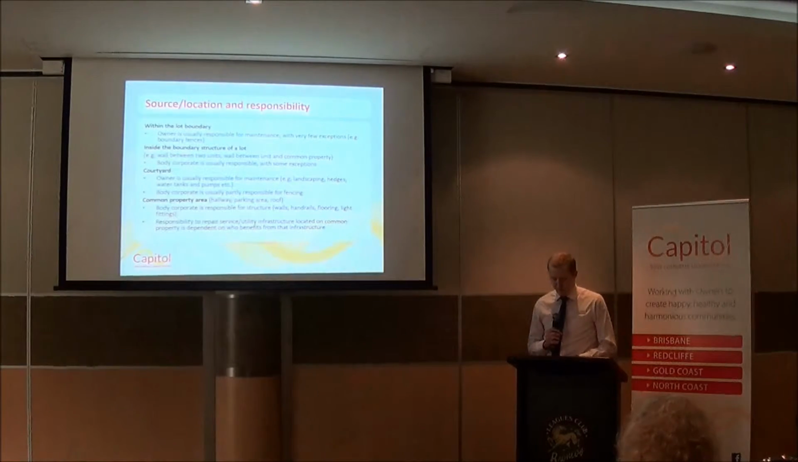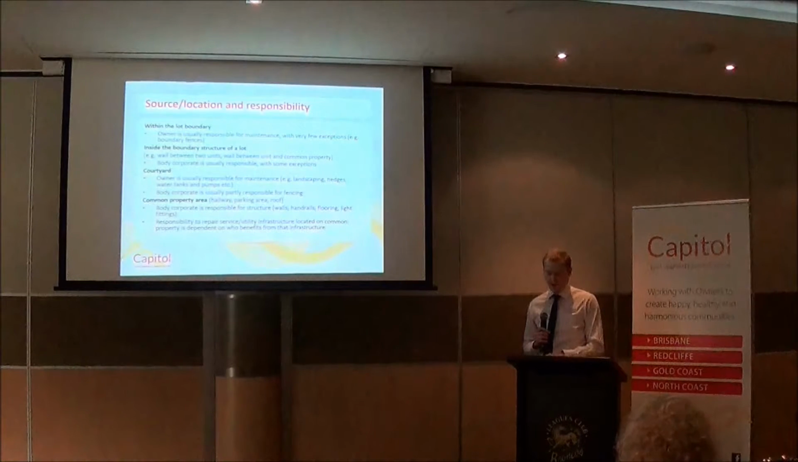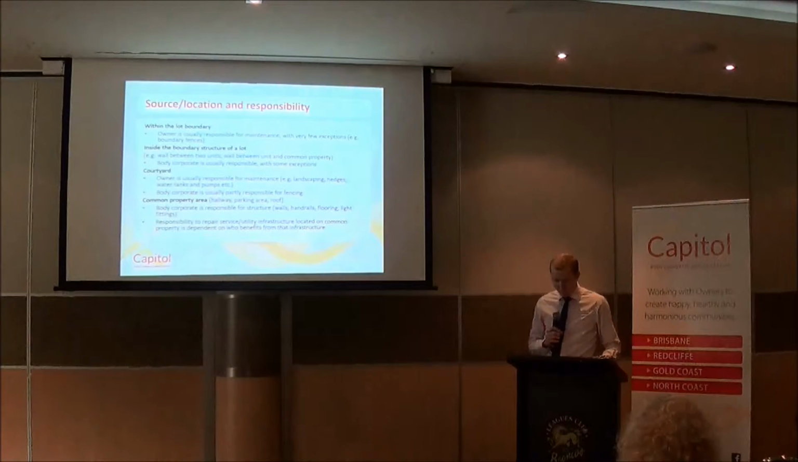Another area for us that causes a little bit of conjecture is that if a door leads onto exclusive use, the owner is actually responsible for that. Even though it's leaving the lot in theory, it's still actually within their boundaries. So that one there, they actually have to maintain and keep that door in good order.